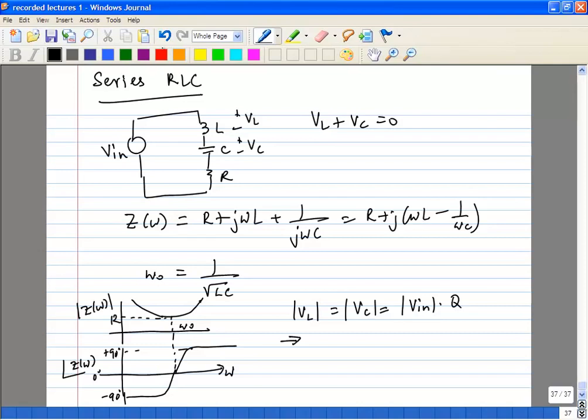And what we'll see is useful for what? If you apply Vin, and you get Q times Vin across the inductor or the capacitor, we'll find that it's very useful for LNAs. Why? Because it's a passive voltage amplification. So it's not just a short. When we get to the LNAs portion, we'll look at this in more detail.